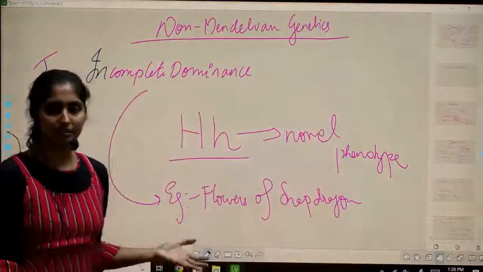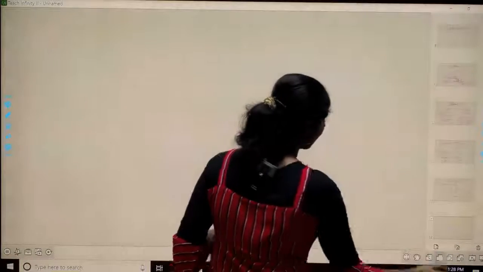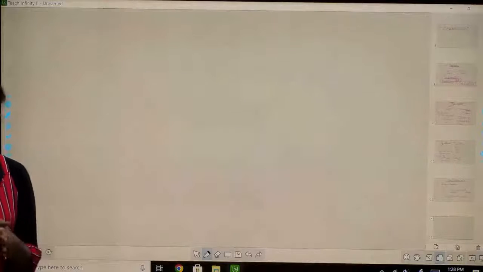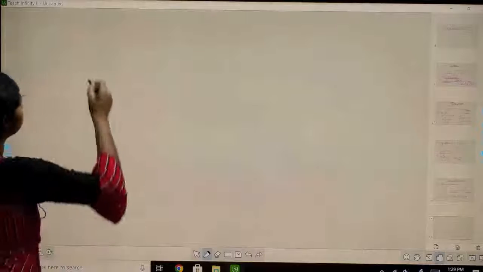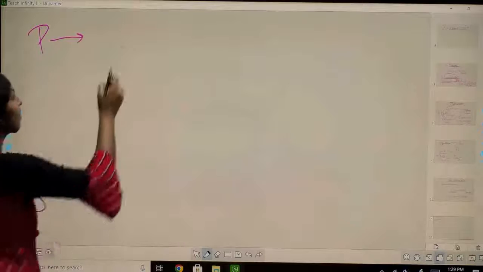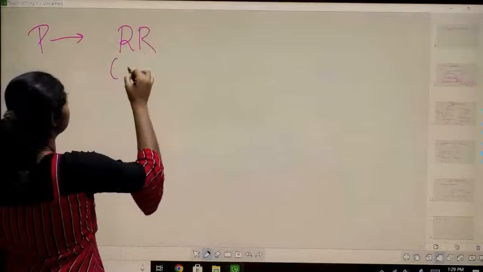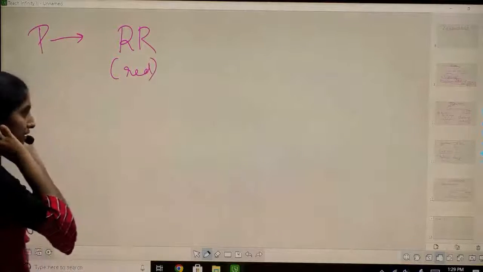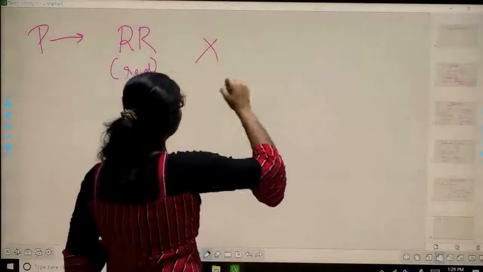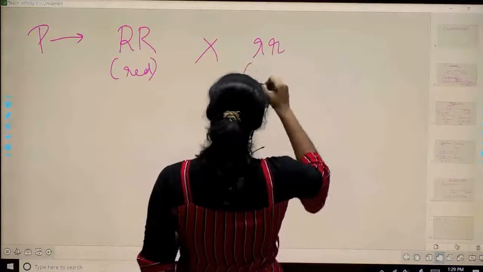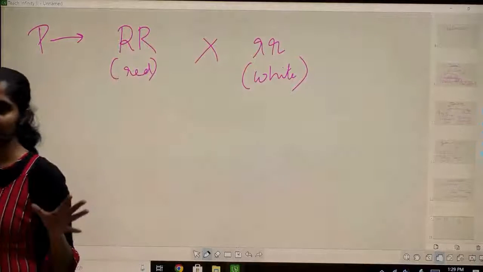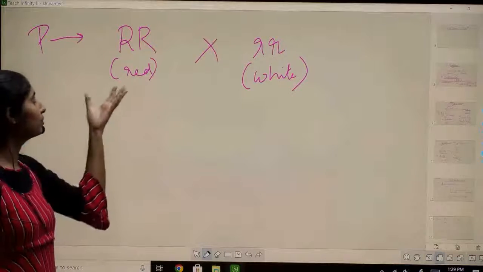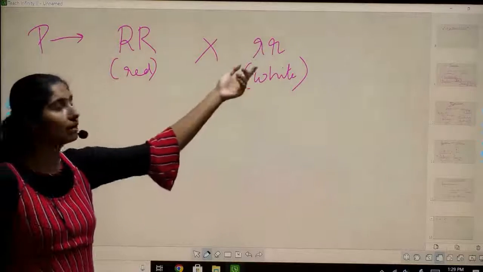Let's study this with an example to understand it better. In snapdragon flowers, there are two types of flowers: white and red. In the parent generation, again we consider pure lines, homozygous. We take a plant that is red and has the genotype dominant homozygous, and we cross it with a plant that is recessive homozygous, that is white in color. So we are crossing a red flower and a white flower. The red one is homozygous dominant, whereas the white one is homozygous recessive.